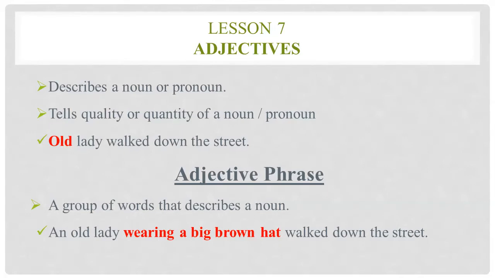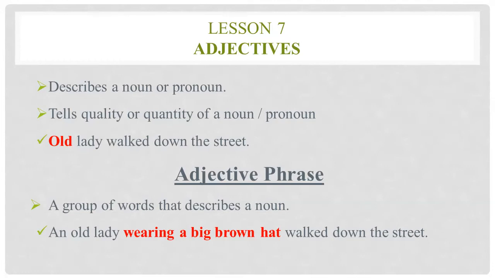Look at the example. An old lady wearing a big brown hat walked down the street. An old lady is the noun. Walked down the street is the predicate. Walked is the verb. Down the street is an adverb. Wearing a big brown hat describes the old lady. That the lady we are talking about was wearing a big brown hat. So this is a group of words that describes the noun lady. So this group of words is called an adjective phrase. That is highlighted in red color.